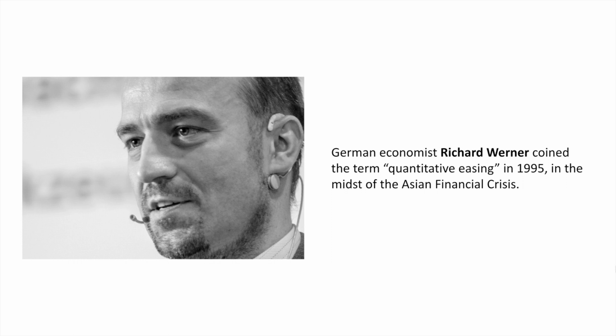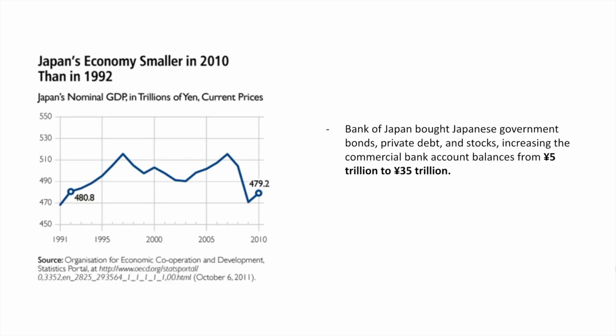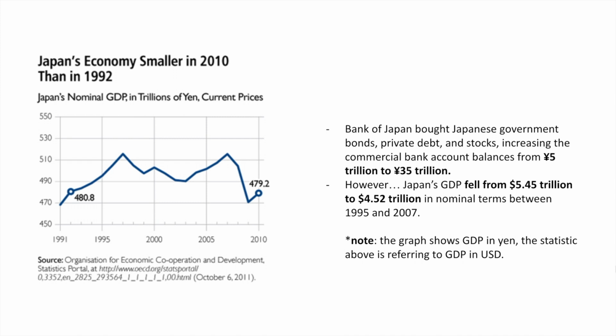Following the Asian financial crisis, Japan fell into a deep economic recession. In 2001, Japan's central bank, the Bank of Japan, decided to implement an aggressive quantitative easing program to stimulate the economy. The bank bought Japanese government bonds, private debt, and stocks, increasing commercial bank account balances from 5 trillion yen to 35 trillion yen over a 4-year period starting in March 2001. However, despite all of these efforts, the program failed to meet its goals. Japan's GDP actually fell from 5.45 trillion USD to 4.52 trillion USD in nominal terms between 1995 and 2007.